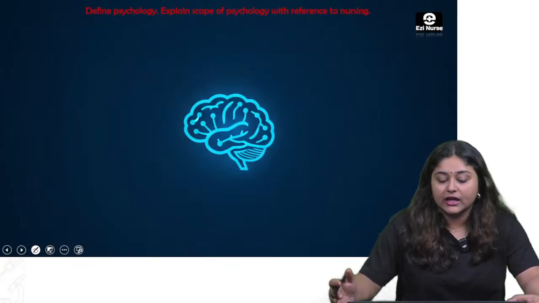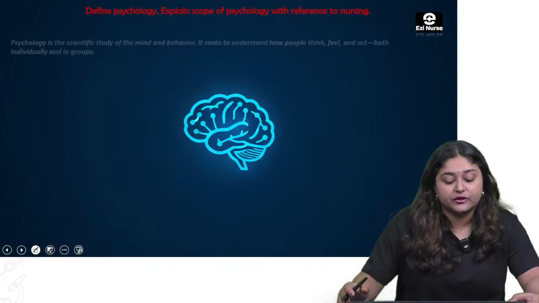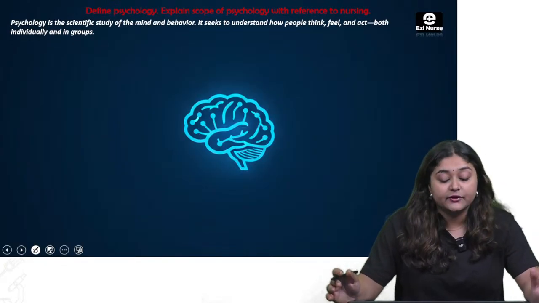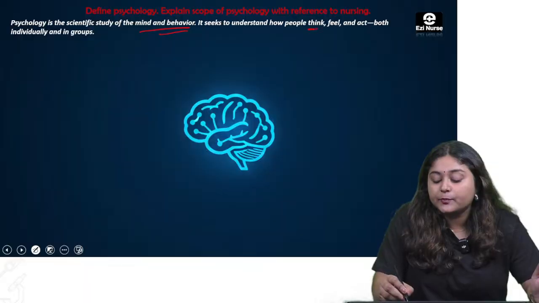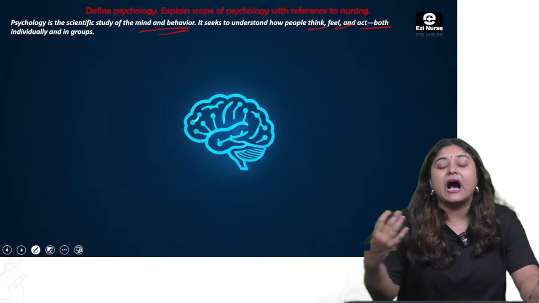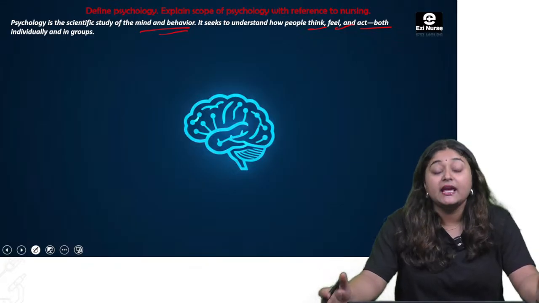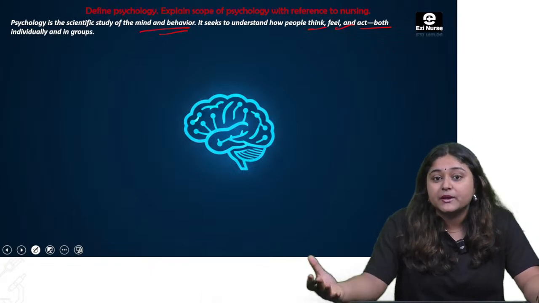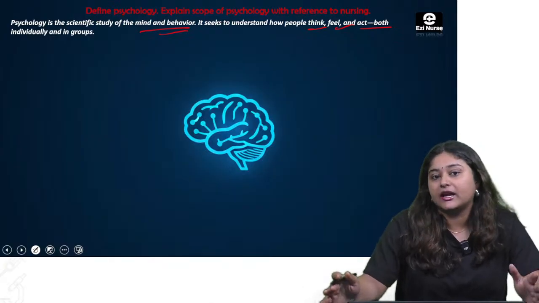First move to the long essay. Obviously, the first question: define psychology, explain the scope of psychology with reference to nursing. So what is psychology? Psychology is a scientific study of the mind and behavior. It seeks to understand how people think, feel and act, both individually and in groups. How people think individually, how they behave individually, how they behave in a group, and what their expressions and emotions are during group conflict or group behavior. That is defined as psychology.